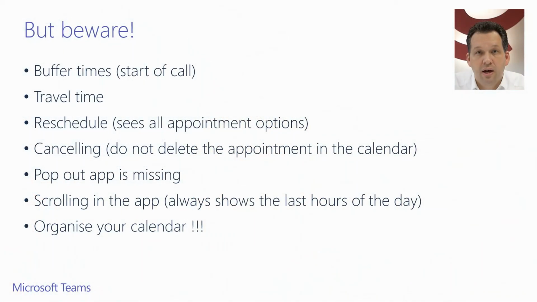Cancellation of a meeting may not be done in the calendar of the employee. So when the employee just deletes this entry, the customer or the attendee will not see this cancellation. So cancellation of a meeting must happen in Bookings. Scrolling in this app is not so nice, because when it's later in the day, it always shows the end of the day. So this depends on what resolution you have on your computer.